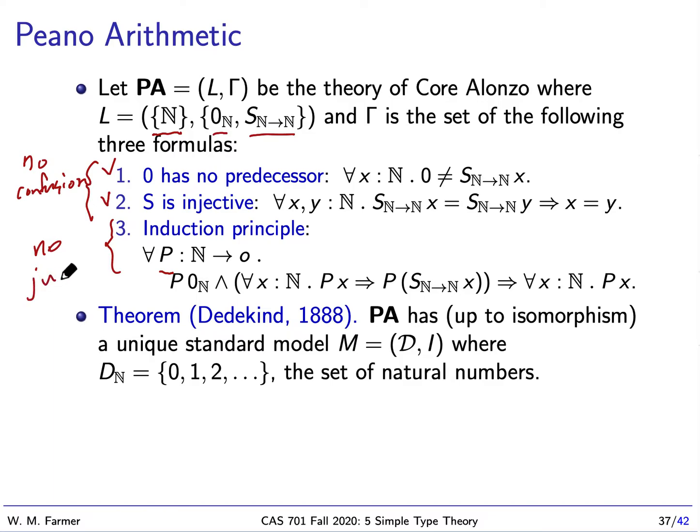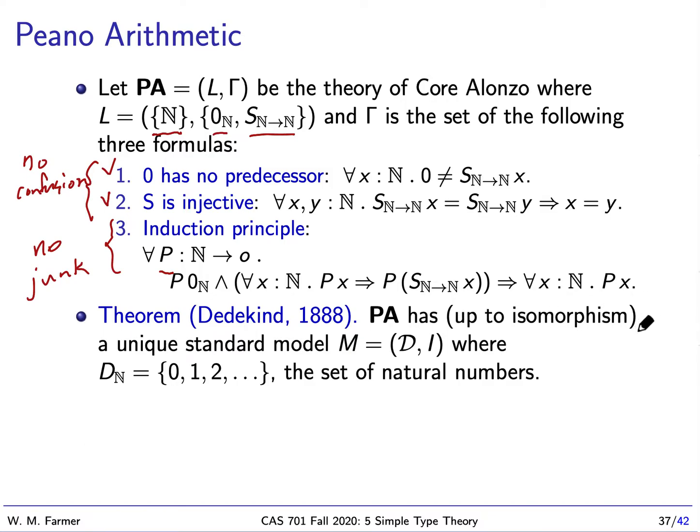No jump means that in this type, natural numbers, the only natural numbers are the standard natural numbers, 0, 1, 2, 3, 4, and so forth. There aren't any infinite natural numbers. And there's a theorem that's due to Dedekind. He developed this theorem about the same time Peano came up with these axioms. And that says this theory has a unique model up to isomorphism.